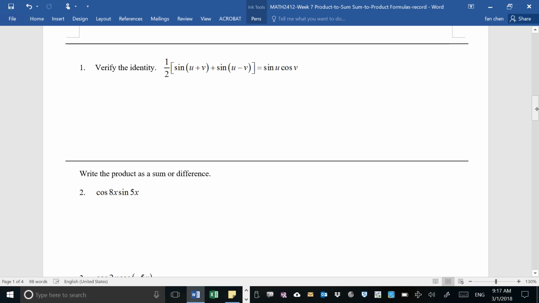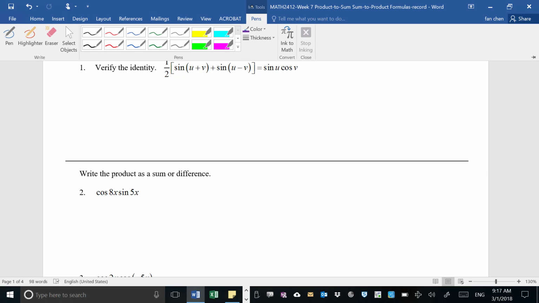Right now let's focus on how to apply these formulas. For instance, the first question I put on here is to verify the identity with proof. And we mentioned you can do it from left to right, or from right to left, or from both sides and arrive at the common part. And I see that this is the formula we just proved. So let's do that again.